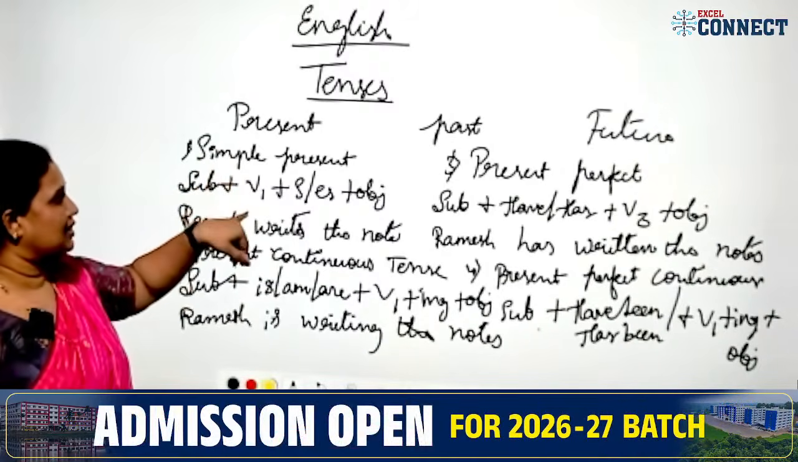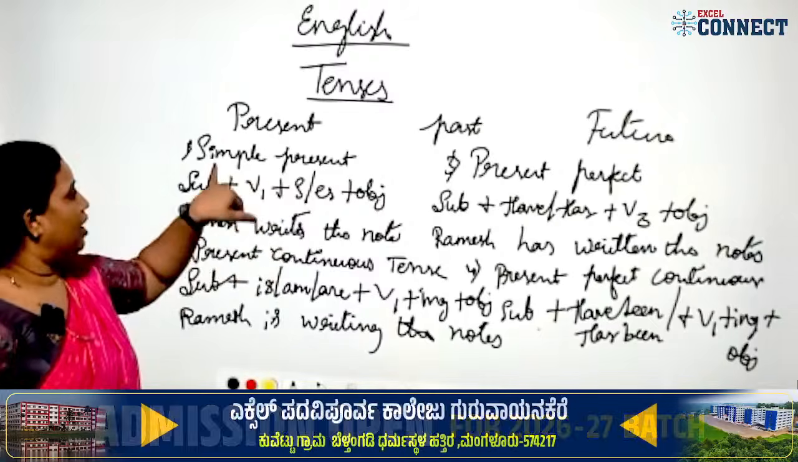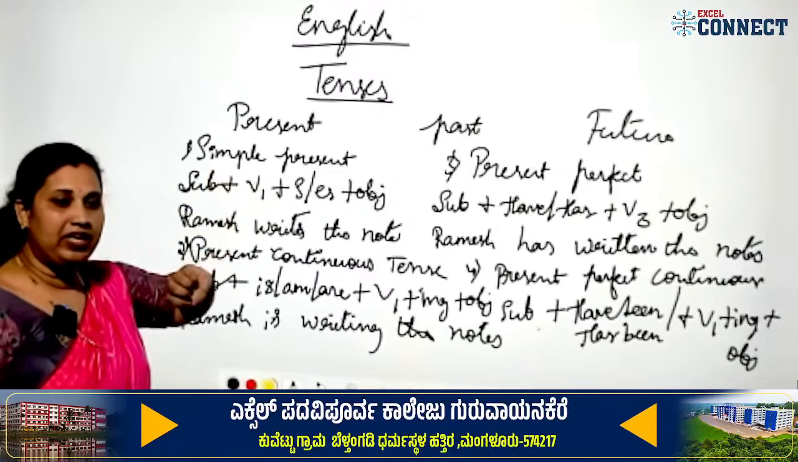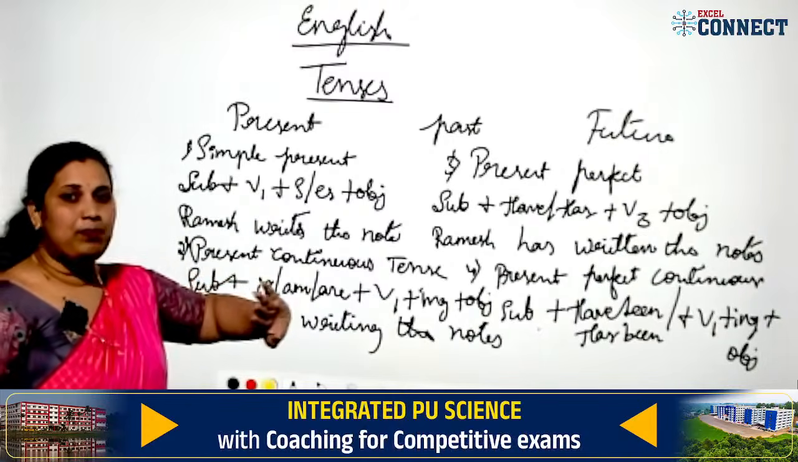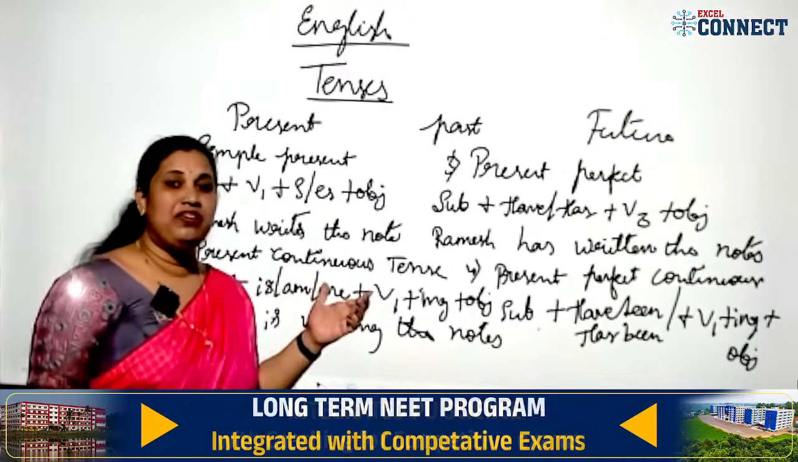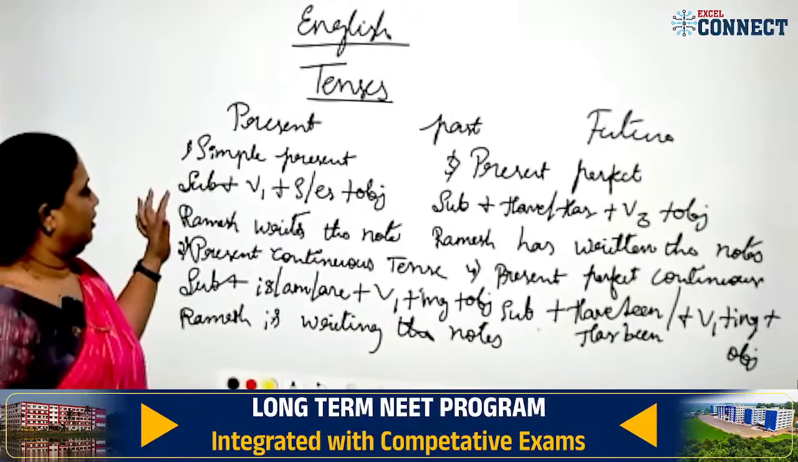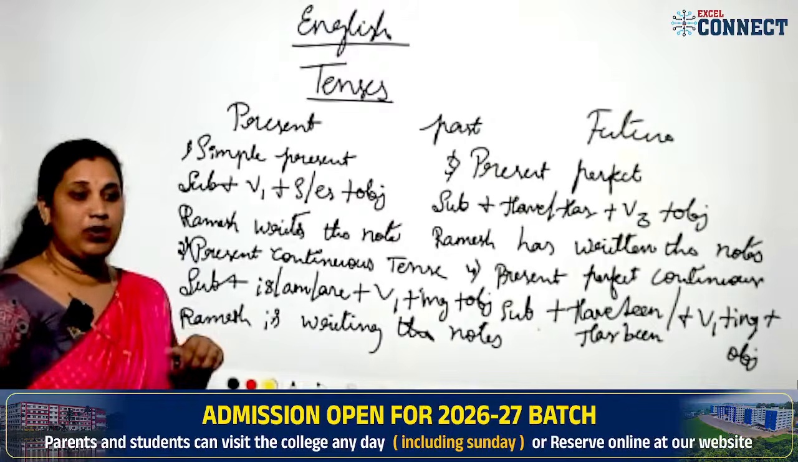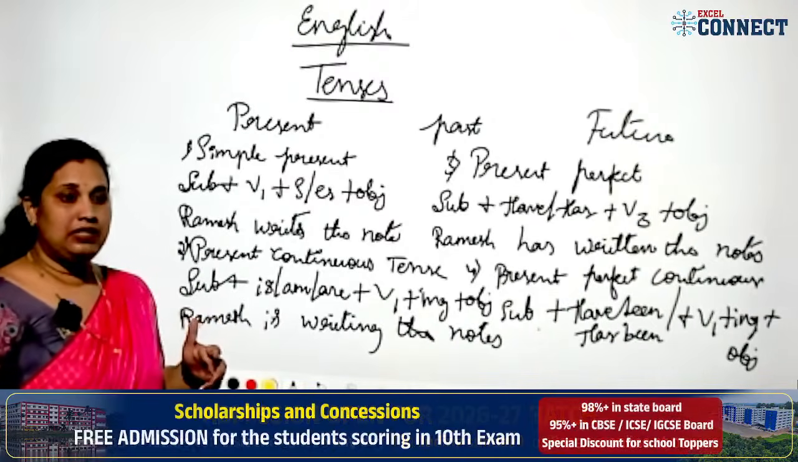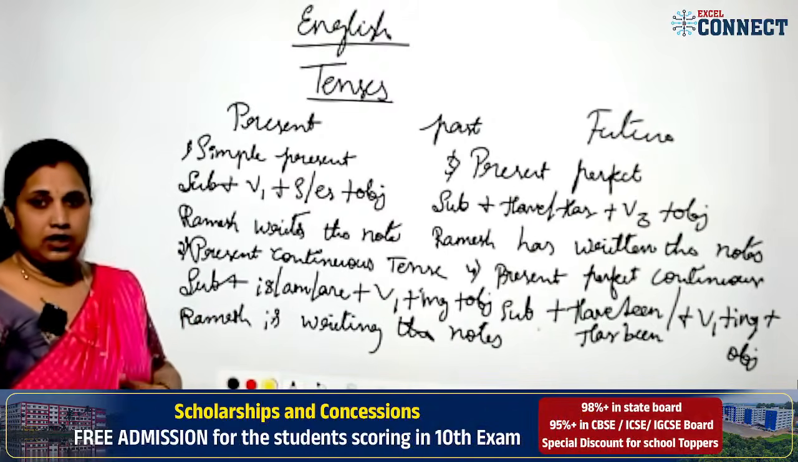So present tense, the present action, and the present tense is divided into four: simple present, present continuous, present perfect, and present perfect continuous tense. And if you have understood, give me a comment, or else if you have a doubt, I can help.